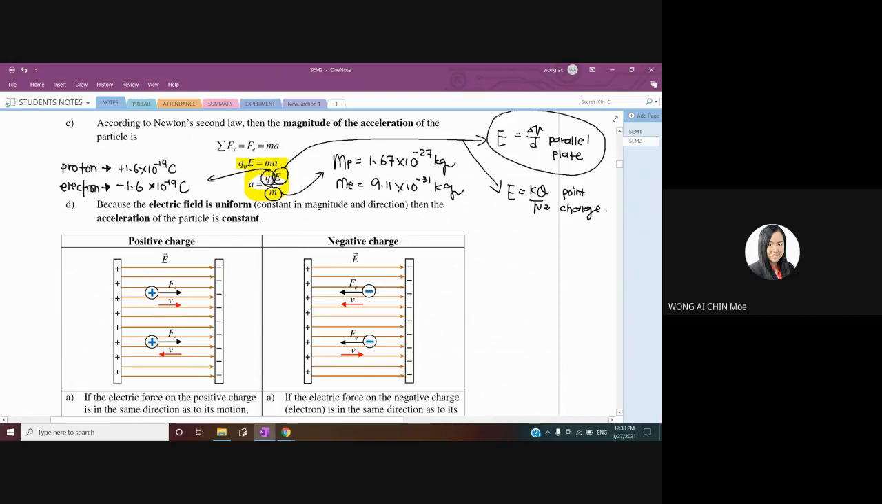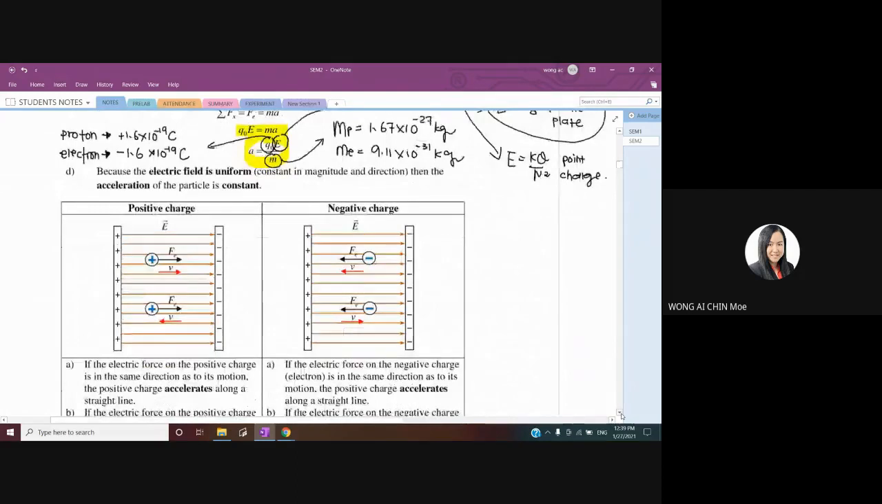Remember, for a parallel plate, we must use E = delta V over d. Because the electric field is uniform, because this is a parallel plate, and constant in magnitude and also direction, then the acceleration of the particle is also constant along the parallel plate.